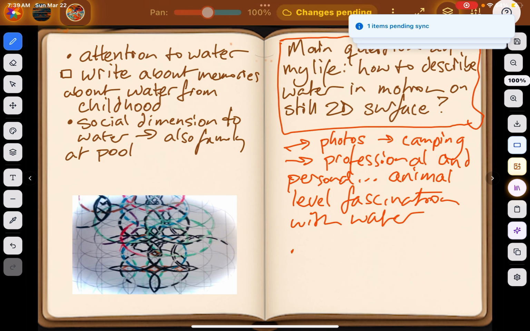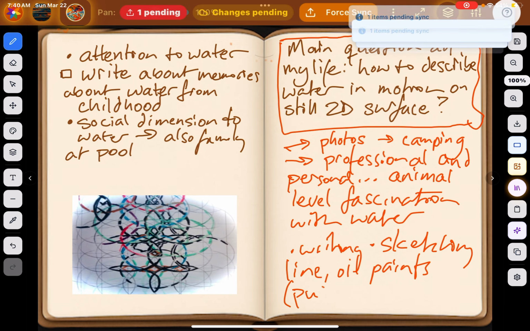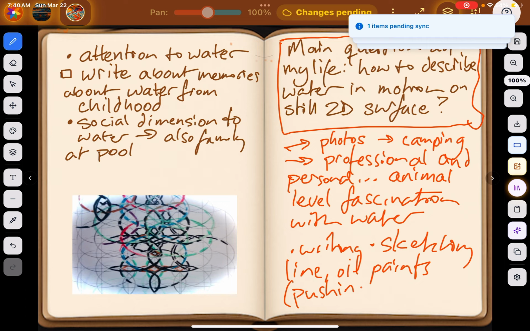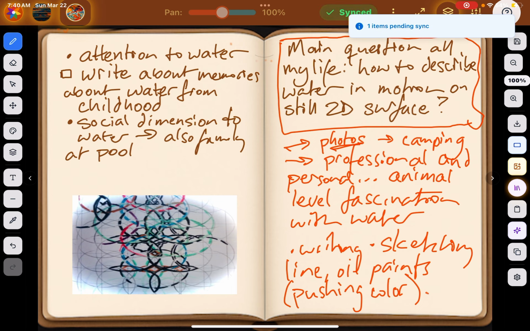I was using writing, sketching, line, oil paints, so I was using photos, but I was also using poetry.